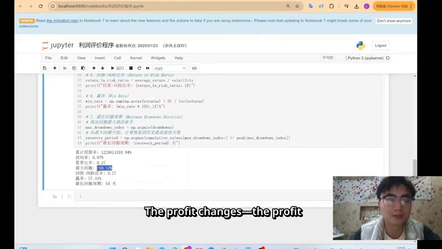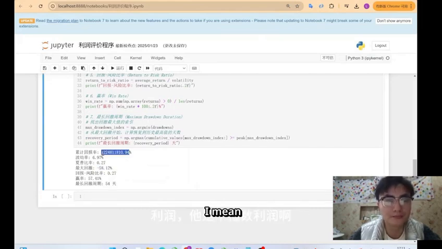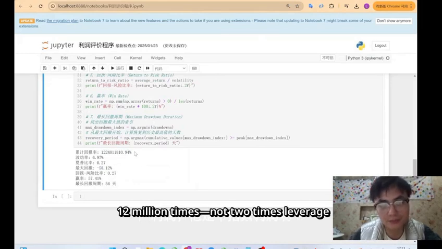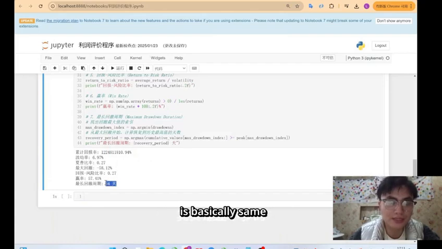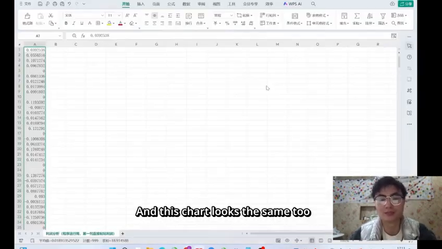The profit changes. I mean, the index profit is 12 million times, not 2 times leverage. It only doubles, not like that. The longest drawdown period is basically the same, and this chart looks the same too.